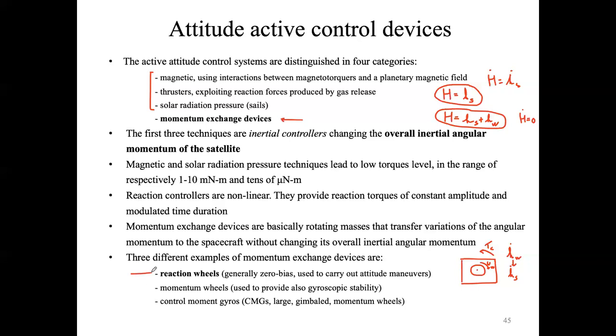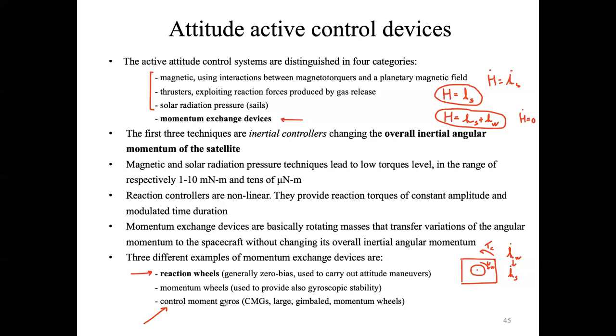For the reaction wheels, we are going to change the velocity of the wheels in order to transfer angular momentum from the wheel to the satellite. The other things that you can use are control momentum. So the momentum wheels, for example, were used on the International Space Station, and for example also on the Space Shuttle, in order to indeed maintain a certain stability.